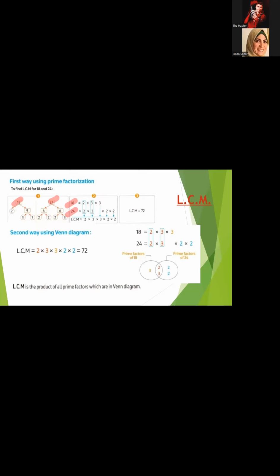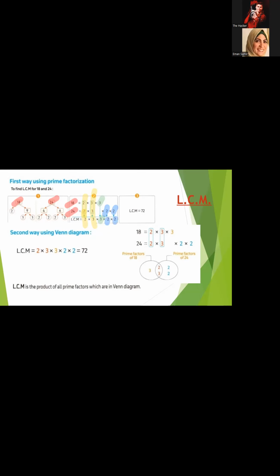I'll start finding the commons. I find 2 in common and 3 in common. Okay, I'll take only one. From these two 2's, I'll take only one and I'll put it here. From these two 3's, I will take one and put it here. After that, I see that I have numbers that are not repeated. This 3, I'll put it here. And these 2's, I'll put them here also.